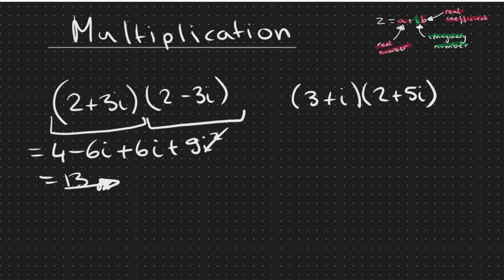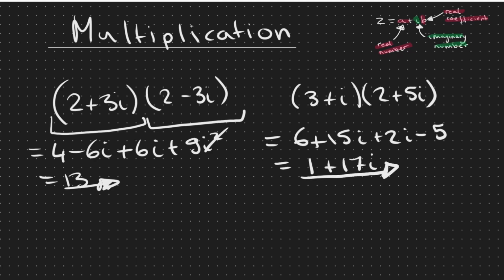Pause the video. Okay, so this is equal to 6 plus 15i plus 2i minus 5. Here you see I directly skipped the step. I directly identified we would get 5i squared, so I just put minus 5. And this is equal to 1 plus 17i, very simply. There you go, that's the final answer you should have gotten.